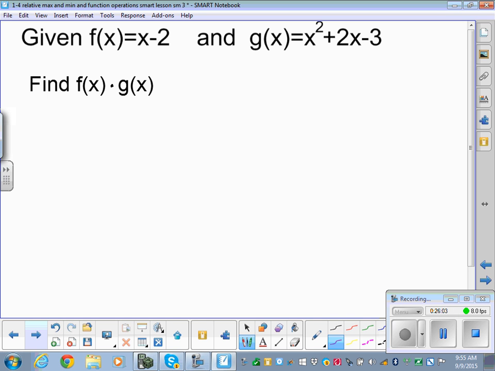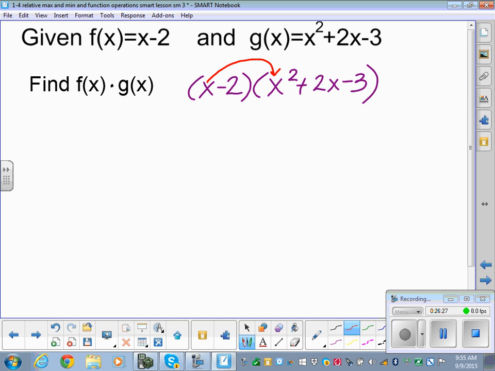So f of x times g of x. Now, once again, f of x is x minus 2. You guys have to put it in parentheses. No ifs, ands, or buts about it. So x minus 2 times all of g of x. G of x is x squared plus 2x minus 3. This will be a good practice for yesterday, because we had to do this yesterday. We're multiplying a binomial, meaning 2 terms, to a trinomial, meaning 3 terms. This one we have to be careful with.